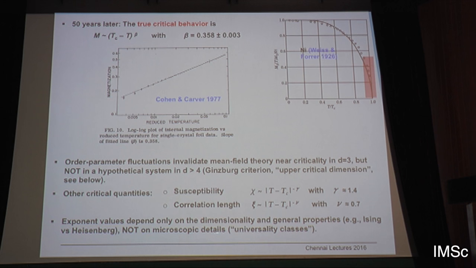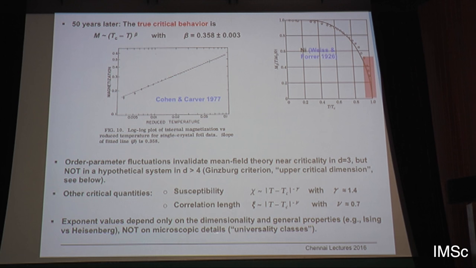And here you see again the Weiss plot. The conclusion was that if you look into the shaded region here close to TC, then you start seeing deviations from Weiss theory, and the exponent is actually markedly different from 1/2 at the end of the day. Cool. So why is that? What's wrong with Weiss theory?